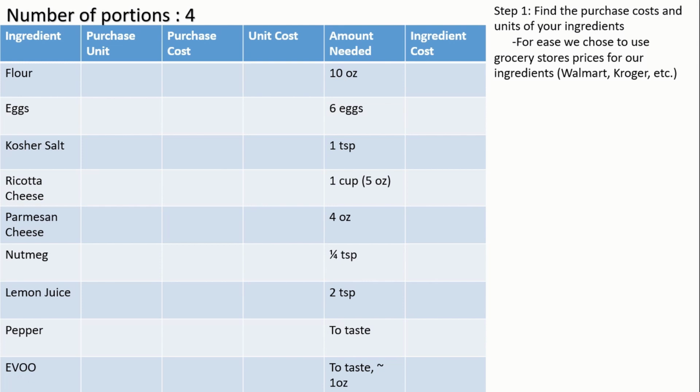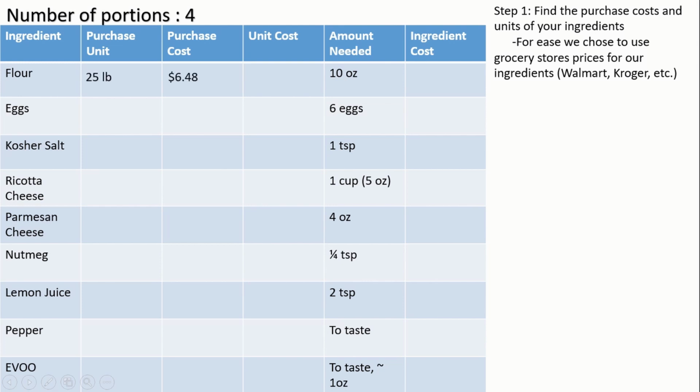Again, this is more of a basic recipe costing lesson for the home cook, as well as if you're doing something with culinary applications and arts. Okay, so for step one, you've got to find the purchase cost and purchase units.